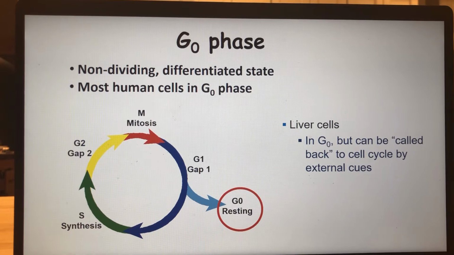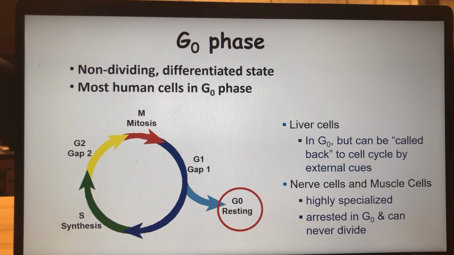Liver cells will go into the G naught, but then they're called back to the cell cycle. And again, that's where we have these external and internal cues that will tell the cell we need a new cell, or we need to reproduce. Nerve and muscle cells, these are highly specialized. They stay in G naught and they can never divide.